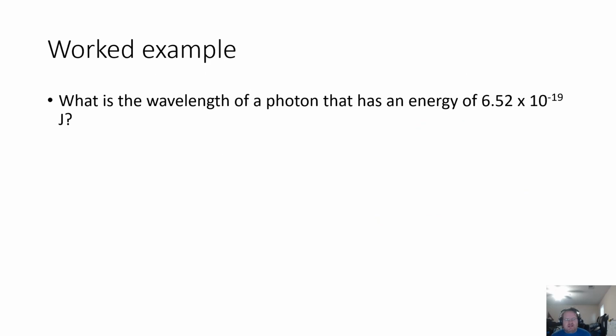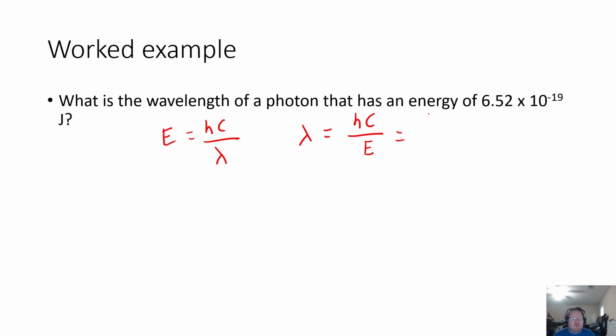So now let's take a look at this. We can do calculations like this one, right? What is the wavelength of a photon that has an energy of 6.52 times 10 to the negative 19th joules? So we set it up. We know that energy equals hc over wavelength. And so we have to rearrange this equation to solve for wavelength. So I'll get that wavelength equals Planck's constant times the speed of light over energy. I multiplied both sides by wavelength first, and then I divided both sides by energy to get wavelength by itself. And that's what gave me this arrangement.